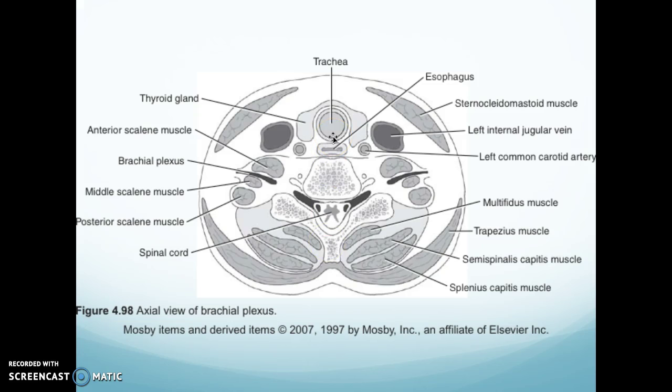Okay, so this is a good diagram to give you an idea of what's going on here. Right here in the middle, this big round tube is your trachea. Your thyroid gland wraps around it. Directly behind that and in front of the body is your esophagus. It's usually collapsed, so it just looks like a gray ball, like a muscle. So the esophagus is a muscle.